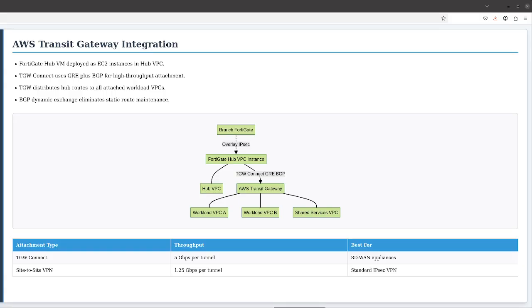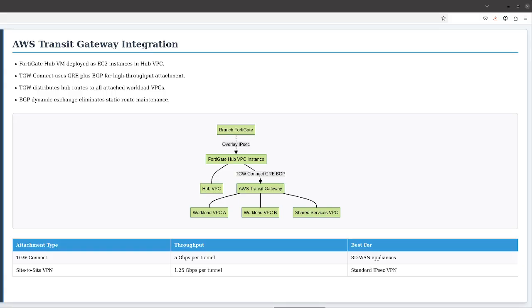These branches connect over MPLS or Internet underlays up to the cloud resident hub. The AWS Hub VPC is a dedicated VPC that exists solely to host the SD-WAN hub infrastructure. Inside the hub VPC runs the FortiGate hub instance, which is a FortiGate virtual machine, typically a FortiGate VM license deployed as an EC2 instance across 2 availability zones for redundancy. This is where all the Phase 1, Phase 2, SD-WAN, and BGP configuration from Parts 1 and 2 lives.